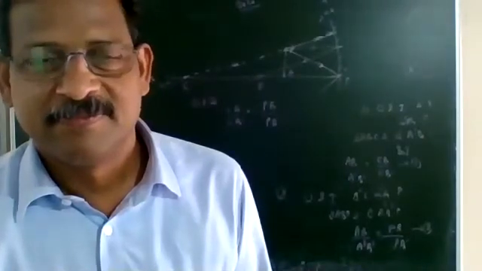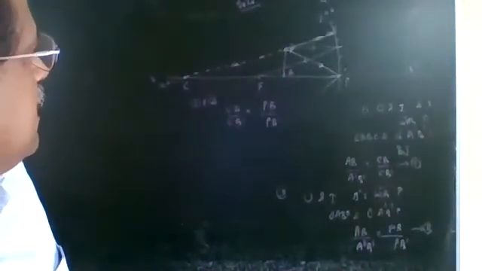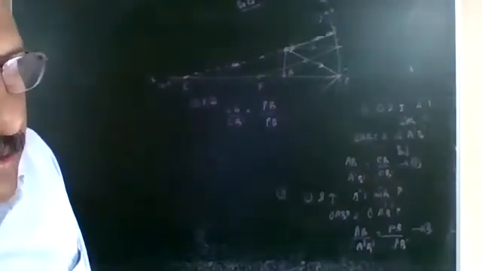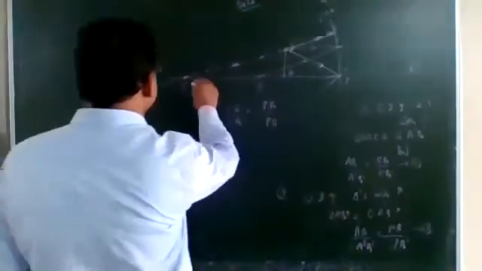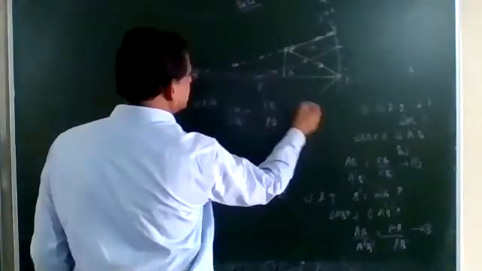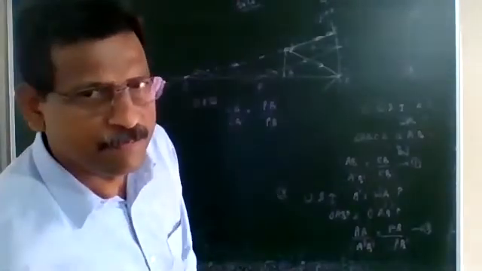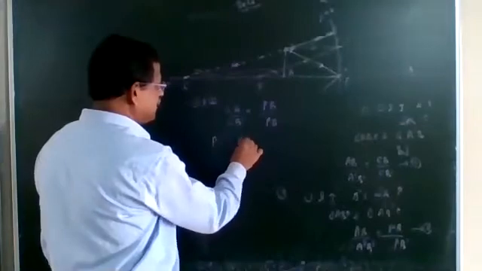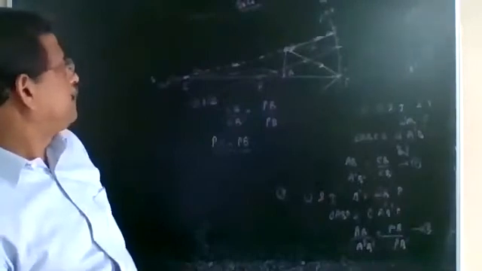So PC minus PB. PB is here, from here to here, you see. So PC minus PB. Yes, PC minus PB. Correct. Okay, what is next one?